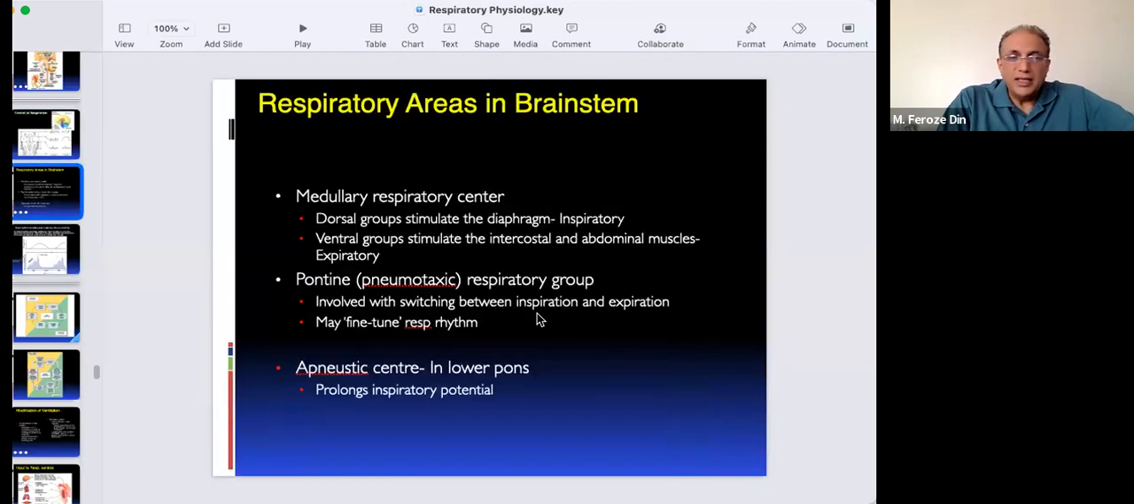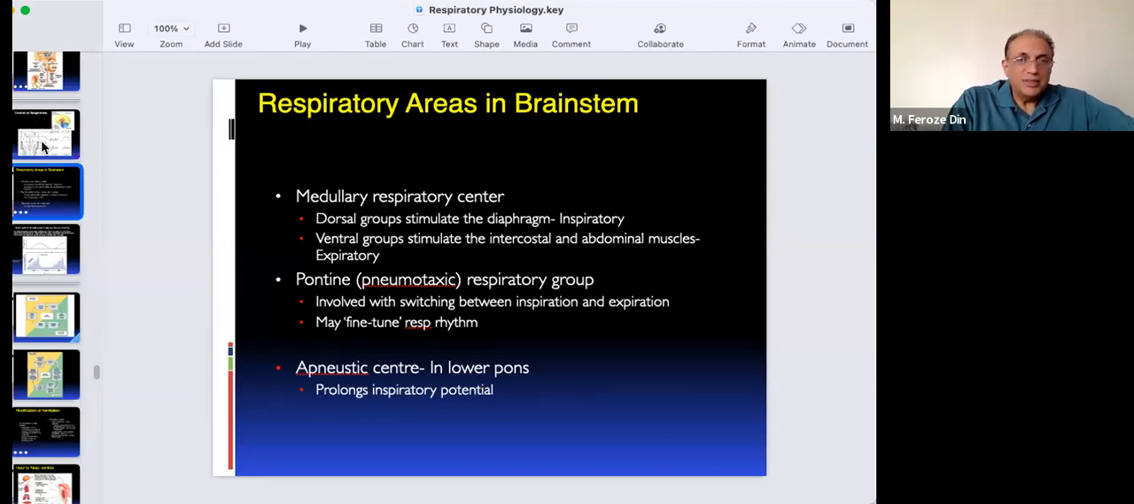And then the pontine in the upper pons, that is called the pneumotaxic respiratory group. This pneumotaxic is the same root of word that the word taxi comes from, though it means to increase. So the upper pontine group helps to fine-tune respiration. Initially, it was thought it just increases the rate, but now it is thought that it actually fine-tunes the respiratory rhythm. And finally, you have the apneustic center in the lower pons, which helps to prolong the inspiratory potential.